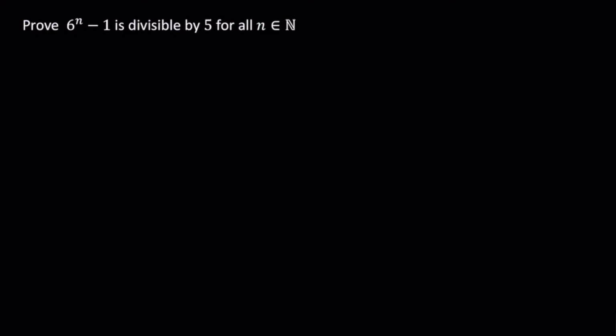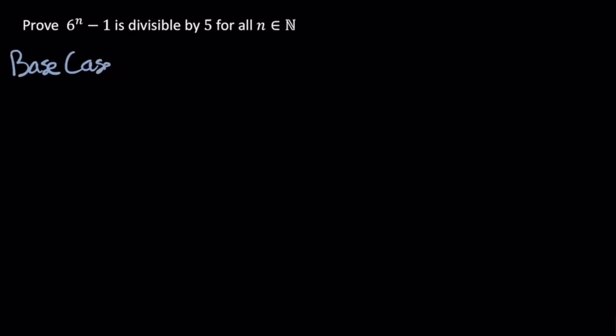Okay, so we're going to start off with a slightly easier problem to ease our way into proof by induction. So we want to prove that 6^n minus 1 is always divisible by 5 for any n, where n is a natural number. So as explained before, we start off with our base case.